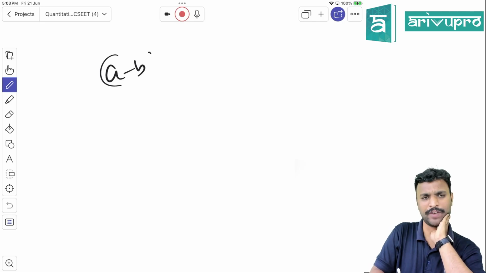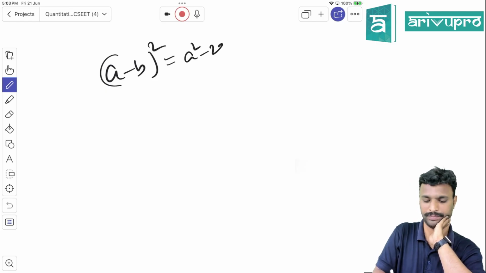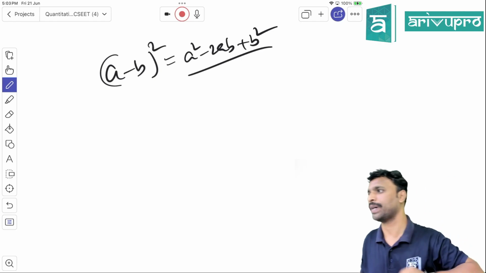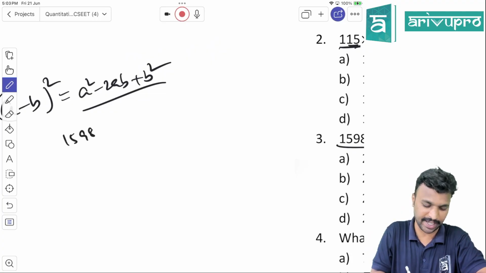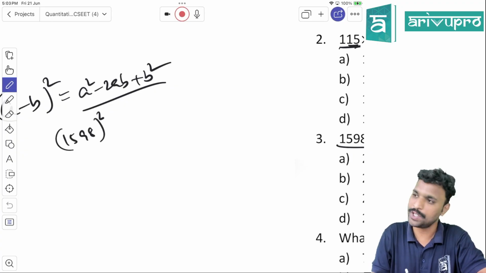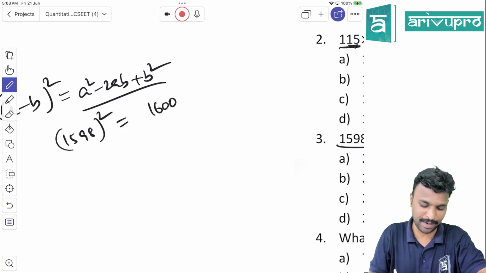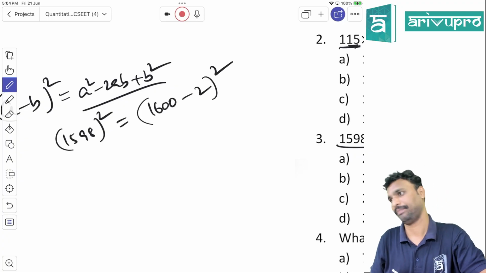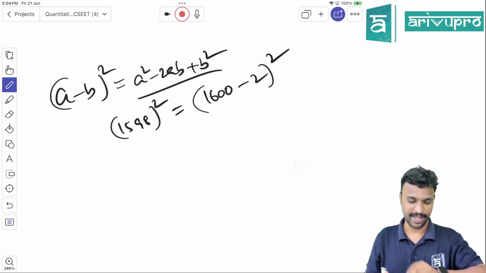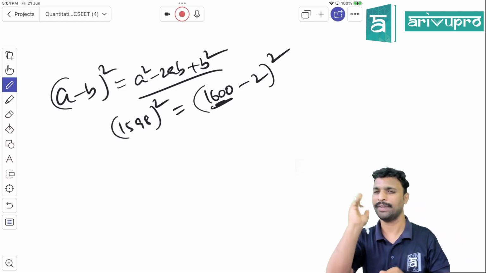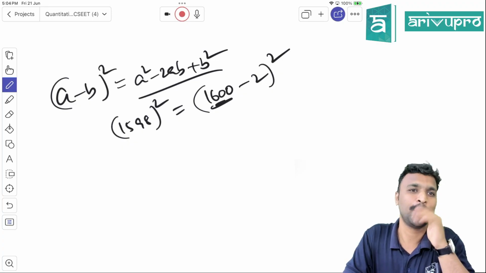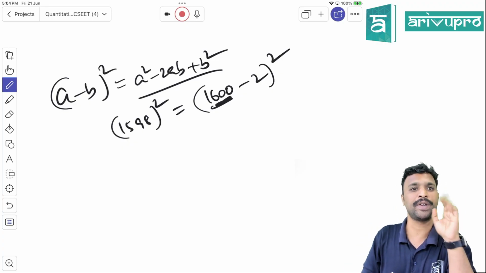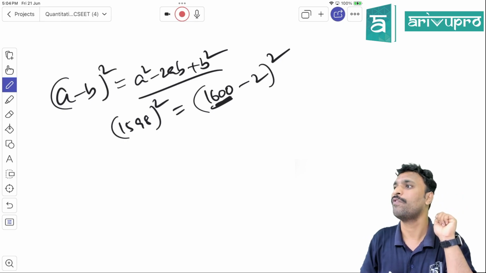What is the (a minus b) whole square formula? a square minus 2ab plus b square. Algebraic formulas. See, what is that question actually? 1598 into 1598, is it not the whole square of it? Is it not (1600 minus 2) the whole square? a square is 1600, please understand. 1600 the whole square. Now 16 whole square is 256. Now 20 squared, 40 zeros. 256 followed by 4 zeros.